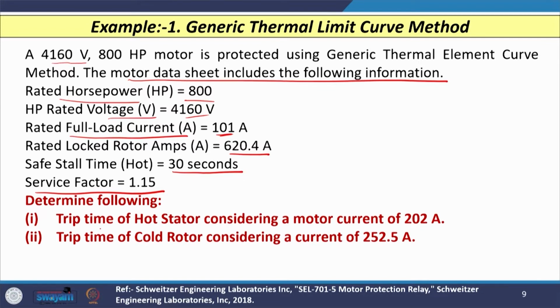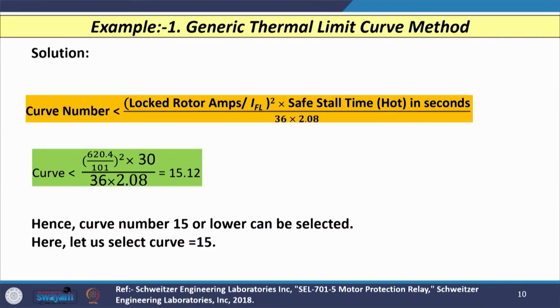With this available data for the motor, we have to determine two things. Number one, the trip time of the hot stator considering a motor current of 202 ampere, and in the second case, the trip time of the cold rotor considering a current of 252.5 ampere. Let us calculate the first, the trip time of the hot stator with a motor current of 202 ampere. Before we start, let us first calculate the curve number.